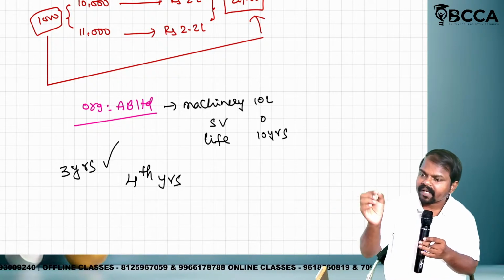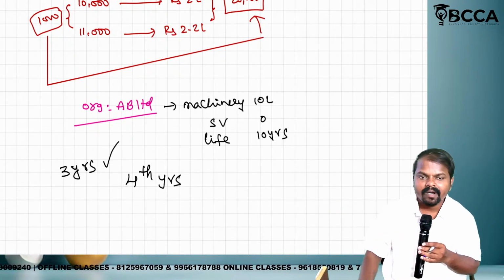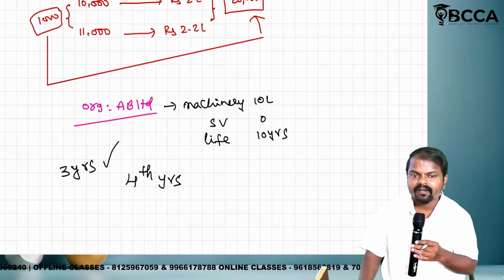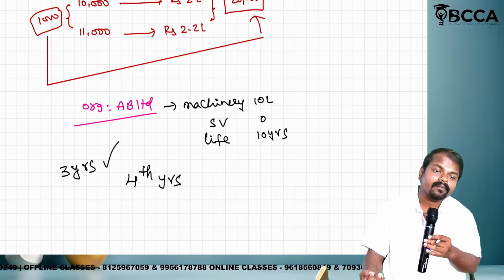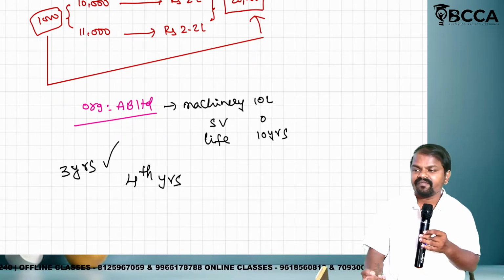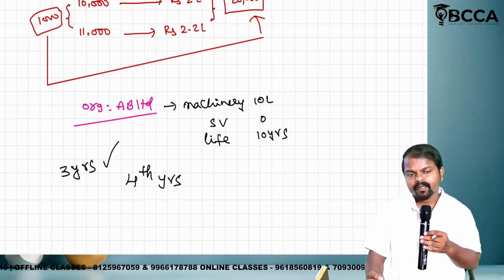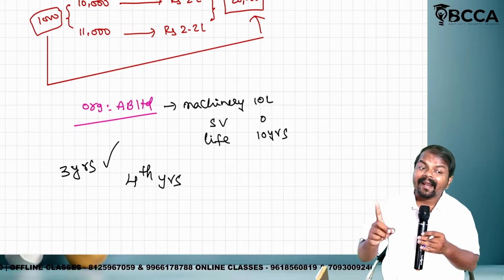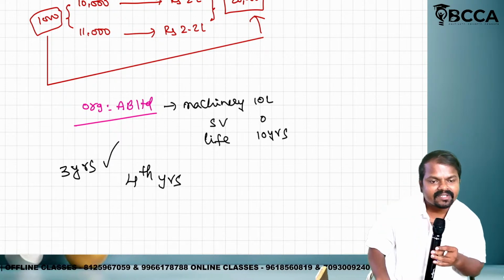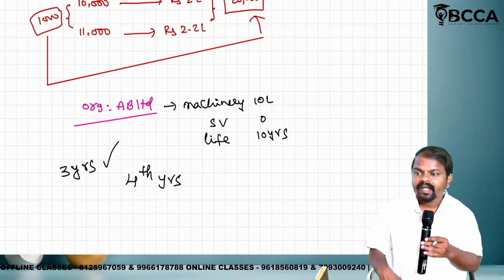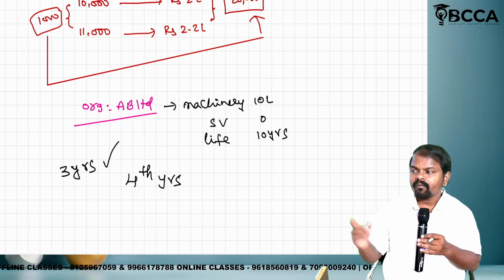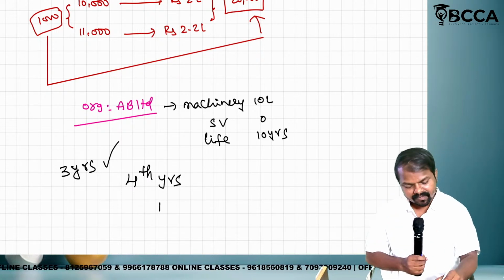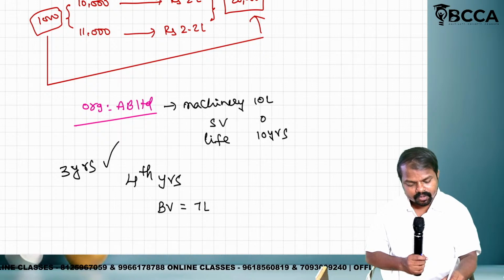Original cost minus salvage value divided by life. What is the original cost? 10 lakh. What is the scrap? Minus 0. Again 10 lakh. Divide by life. 1 lakh per annum. How many years already passed? It means how much depreciation already recovered? 3 lakh. What is the book value of asset? Book value of asset is equal to 7 lakh.